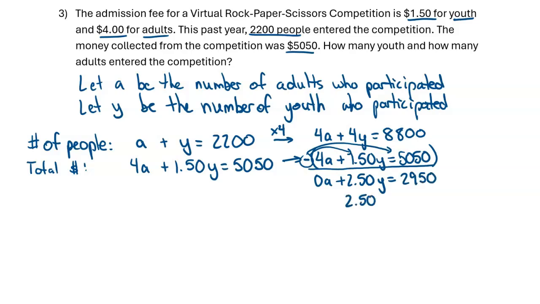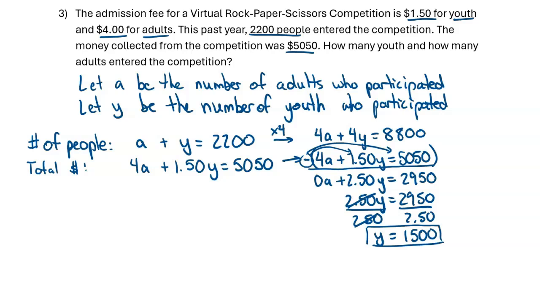So 2.50Y equals 2,950. I divide by 2.5. Whatever you do to one side, you have to do to the other. That's going to cancel out the coefficient in front of the Y. And Y equals 1,500, which means that we had 1,500 youth attend.